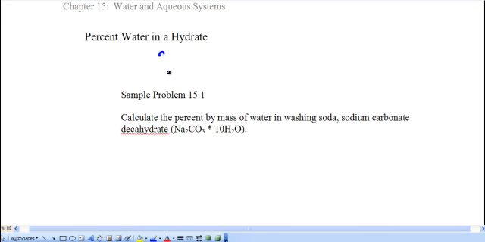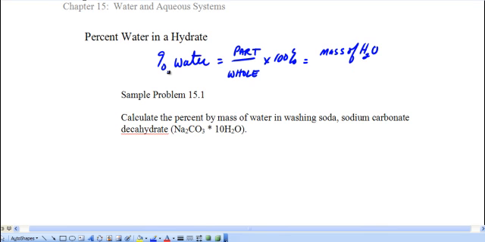There we go. The percent water, just like any percentage, is going to be the part divided by the whole, times 100%. And so the part that we're talking about is the water, so it's the mass of the water that's in the hydrate, divided by the whole mass, which is the mass of the total hydrate, which includes the compound and the water. And of course, you multiply that by 100% to get it into a percentage.